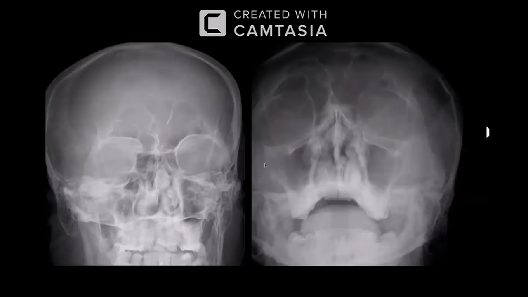Of course, it's not very clearly seen on the right side, but here you can appreciate it to some extent. On the left side, again, it's not a correct view, but on the Waters view you can actually appreciate a nicely expanded left zygomatic arch with some lucency also within the expanded arch of the zygoma.